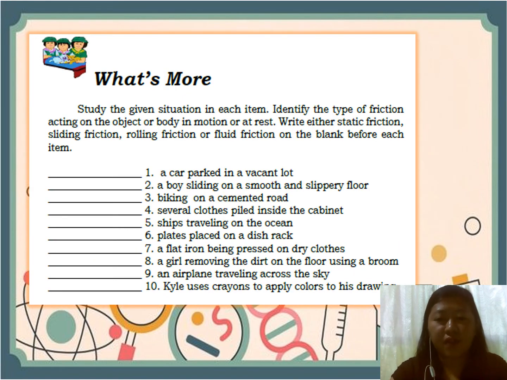All right, moving on, we are now in the next part of our module, which is What's More. It says here, study the given situation in each item. Identify the type of friction acting on the object or body in motion or at rest. Write either static friction, sliding friction, rolling friction, or fluid friction on the blank before each item. Do it now, children.